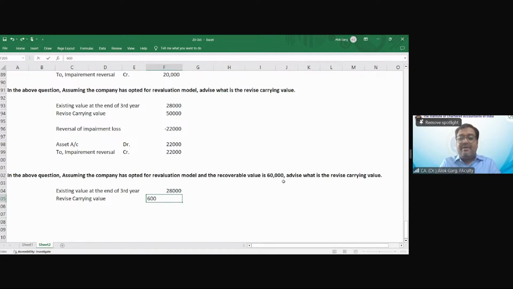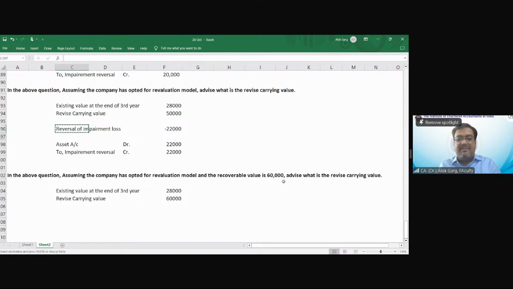Existing value at the end of third year is 28,000. Revised carrying value, आपका recoverable value 60,000 है ना. ये what would have been the carrying value वो तो आपको impairment reversal के लिए देखना है अगर cost model हो तो, right? बट अगर मेरी रिकवरेबल वैल्यू ज्यादा है और मैं रिवैल्यूएशन मॉडल ऑप्ट कर रहा हूं, तब तो मैं जो हायर वैल्यू है वही लूंगा. हायर वैल्यू मीन्स मार्केट वैल्यू, 60,000. Revised carrying value is 60,000.